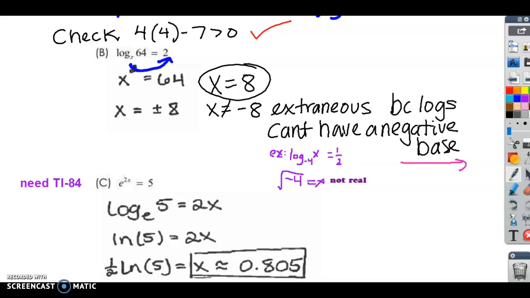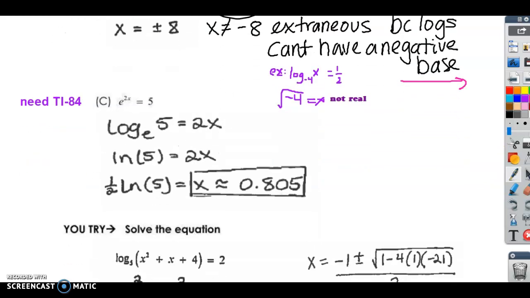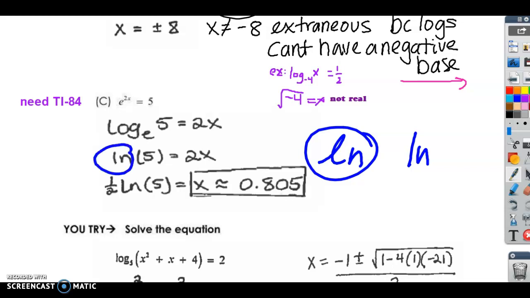For the last one, the last you try, you need a TI-84 because we've got a natural log base here, and log base e, if you look on your calculator, it's just written L, and they usually write the L in lowercase like that. So everyone knows it's an L and not a 1, because if you write this, people are like, oh, is that a 1? So usually when we write ln, we write the L like that. So if you see natural log, it just means the same thing as log base e of that number.